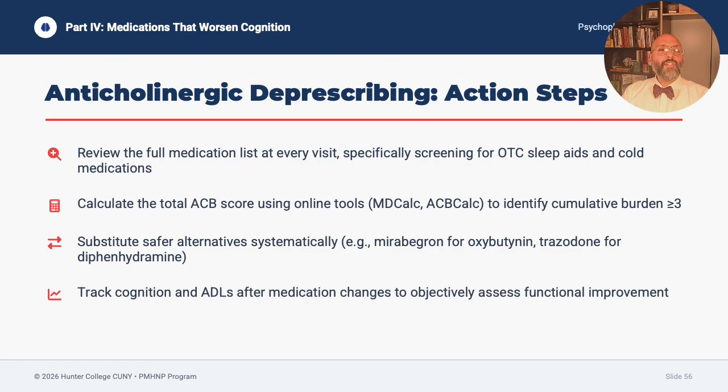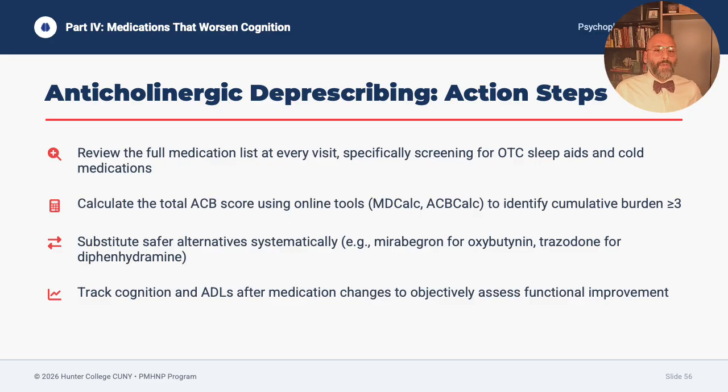Now this slide is your clinical playbook. So step 1, you want to review the entire medication list at every visit. And that includes over-the-counters and sleep aids and cold medication, and diphenhydramine is everywhere. The next thing you want to do is calculate that cumulative anticholinergic burden. So tools like MDCalc or ACB-Calc make this fast and easy to do. A total score of 3 or higher is clinically meaningful.